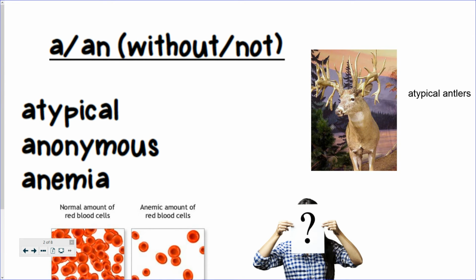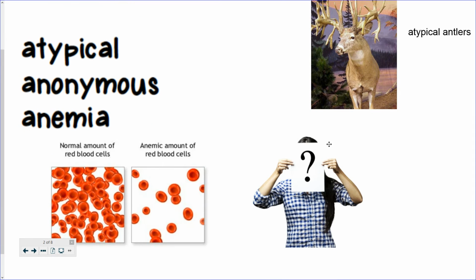So if you look at this deer antlers, it's buck's antlers, they are not typical. They're kind of crazy looking. Anonymous means you don't want anybody to know who you are. You're kind of not signing your name to anything. That happens a lot around Christmas where people give gifts and they don't want anybody to know who it's from.